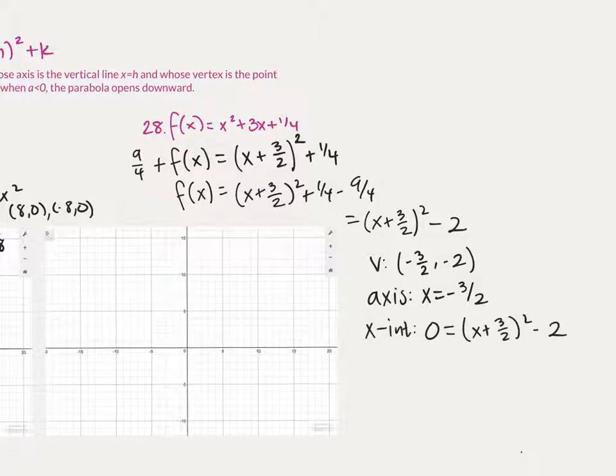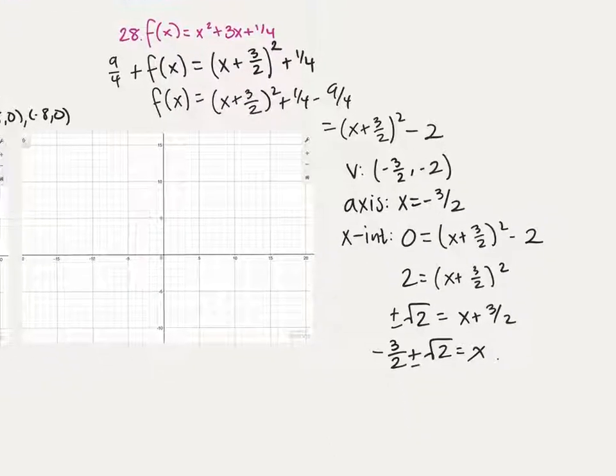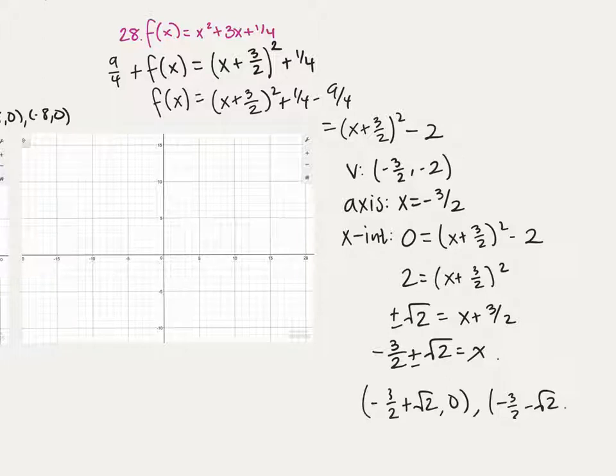Add 2 to both sides. Take the square root, and then subtract 3/2. And there are my x-intercepts. So that will be -3/2 plus square root 2, comma 0, and -3/2 minus square root 2, comma 0.